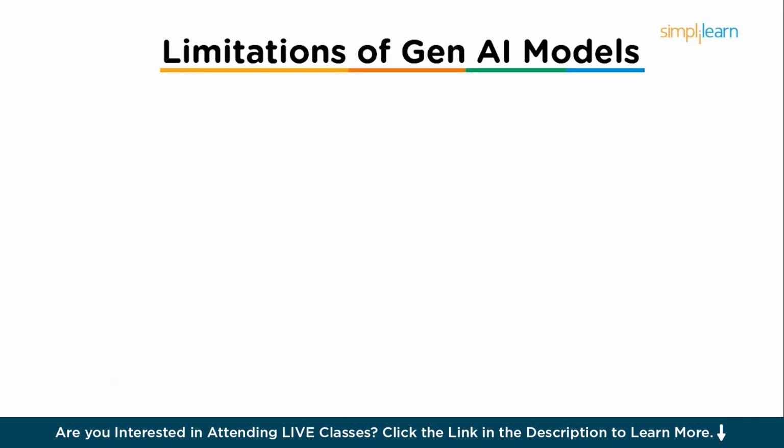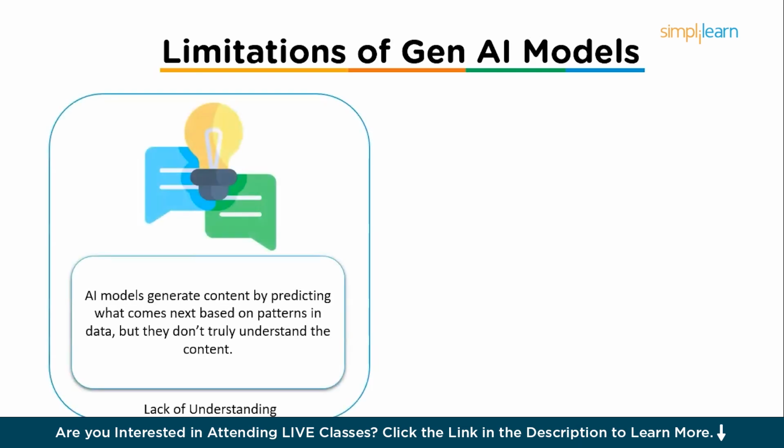In this lesson, we will understand the limitations of generative AI models. The first one is lack of understanding. AI models generate content by predicting what comes next based on patterns in data, but they don't truly understand the content. For example, when an AI creates an article or code, it doesn't know what it's writing. It's just mixing patterns based on past data.